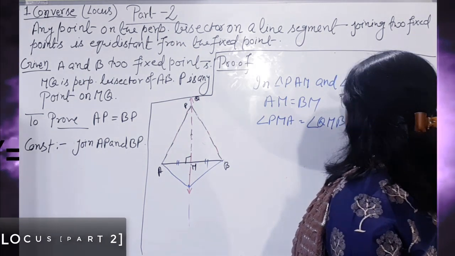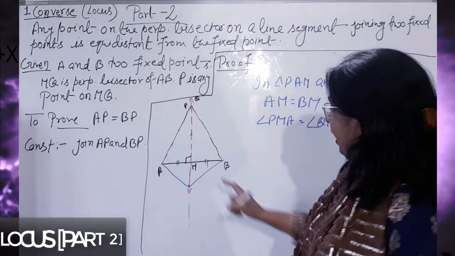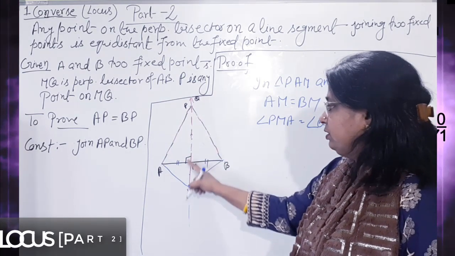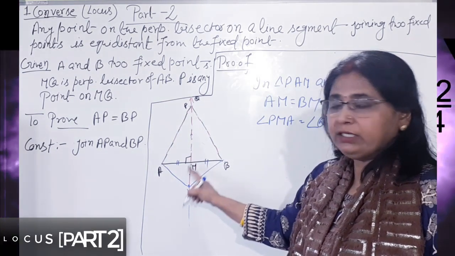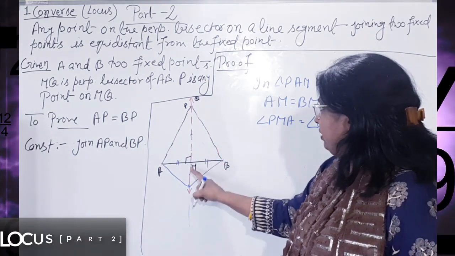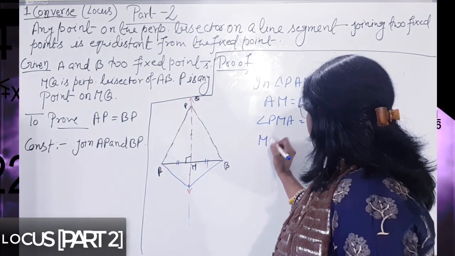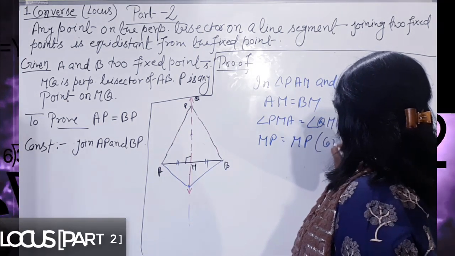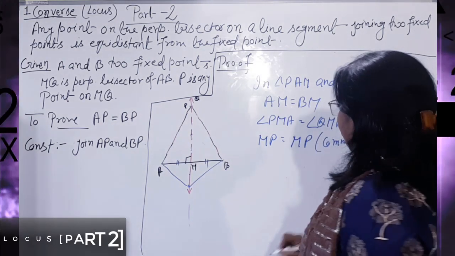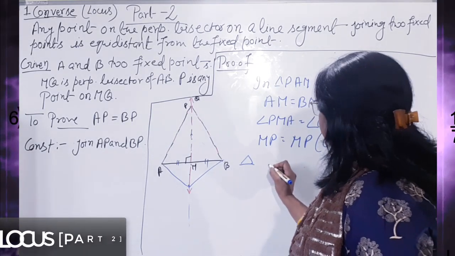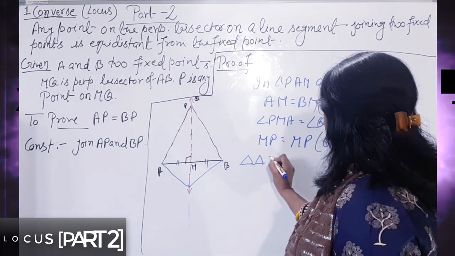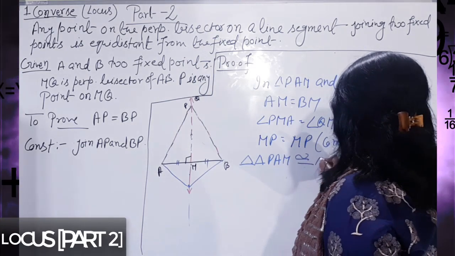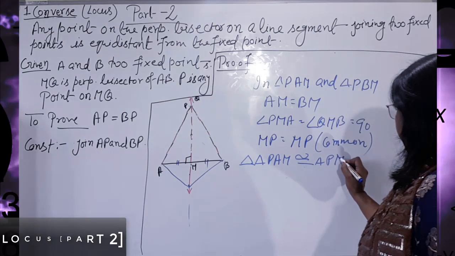Angle QMB is equal to 90 degrees, perpendicular. And MP, whatever point it is, suppose that perpendicular is common in both triangles. So MP is equal to MP because it is common. It is common, which implies triangle PAM is congruent to triangle PBM.